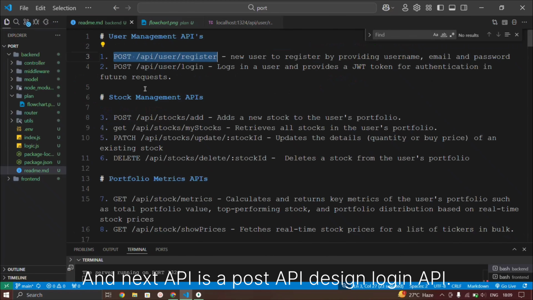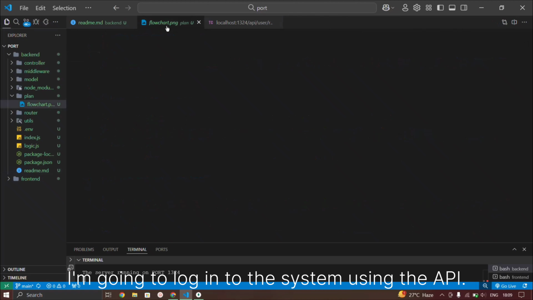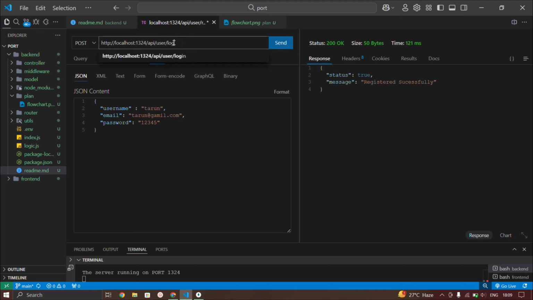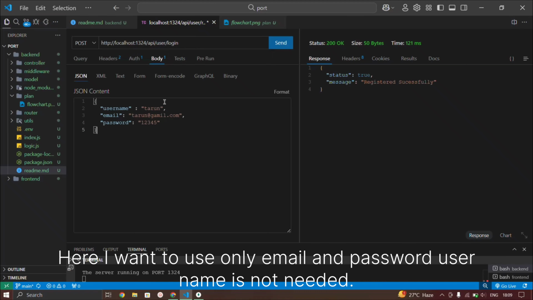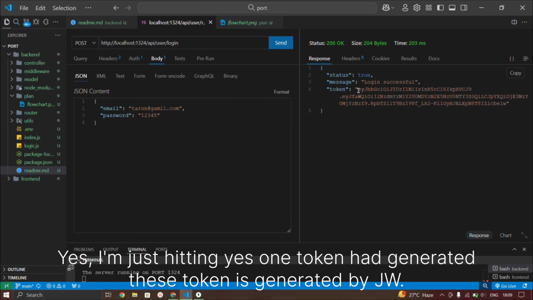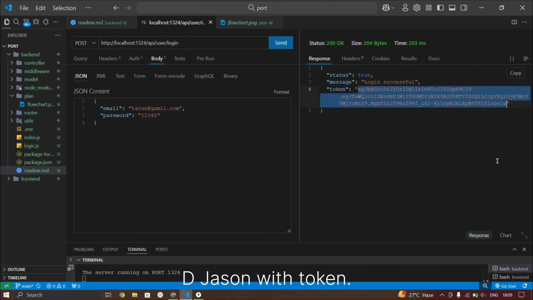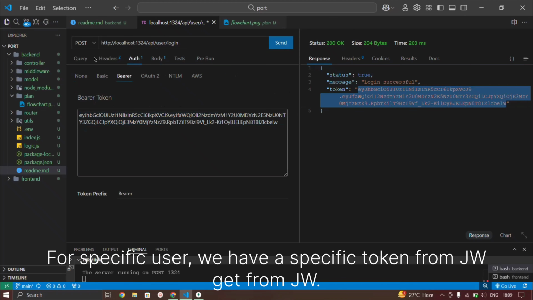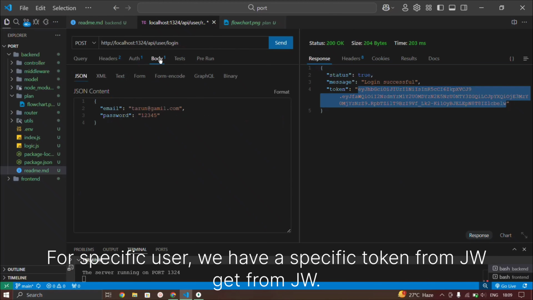And the next API is a POST API, the login API. I'm going to log in to the system using the API. Here I'm going to use only email and password; username is not needed. Yes, I'm hitting it. One token has been generated. This token is generated by JWT, JSON Web Token. This token is used for my authorization. For a specific user, we have a specific token from JWT.